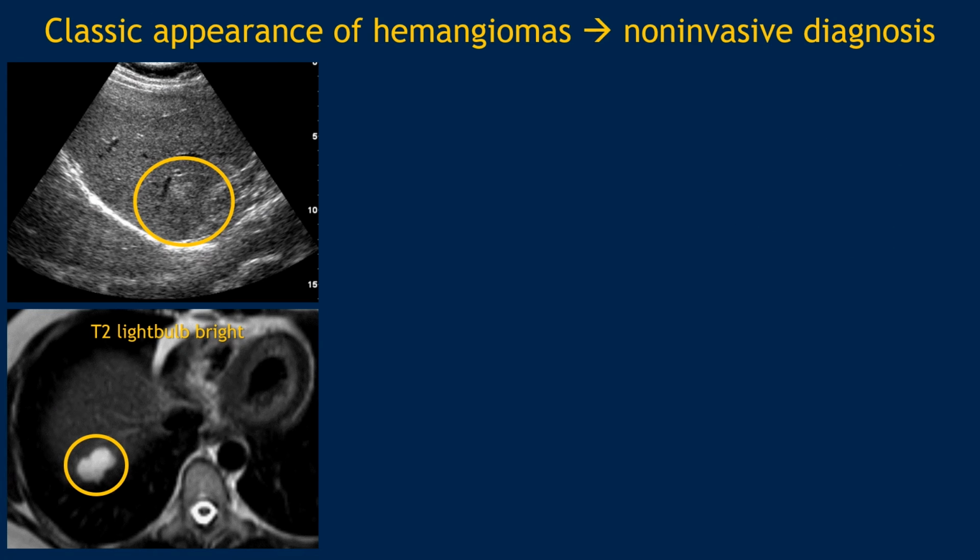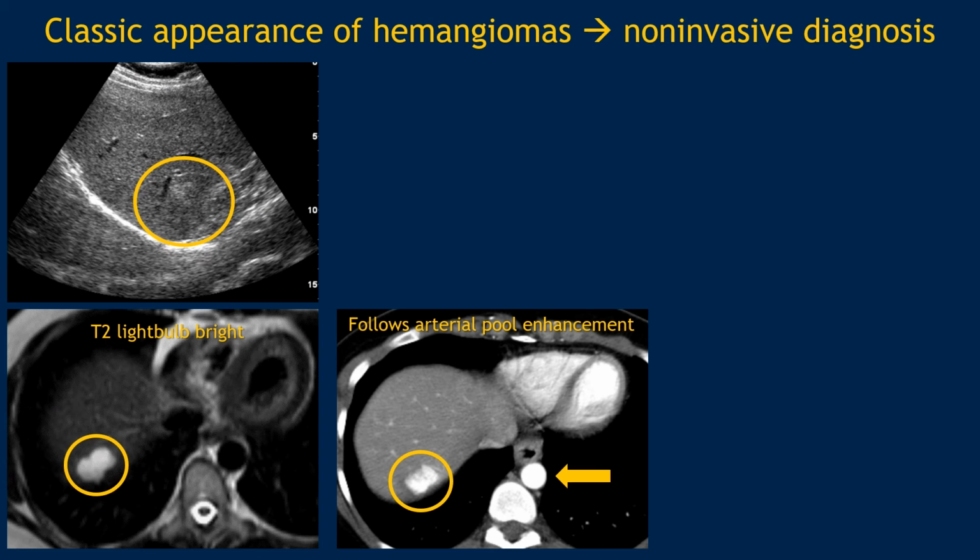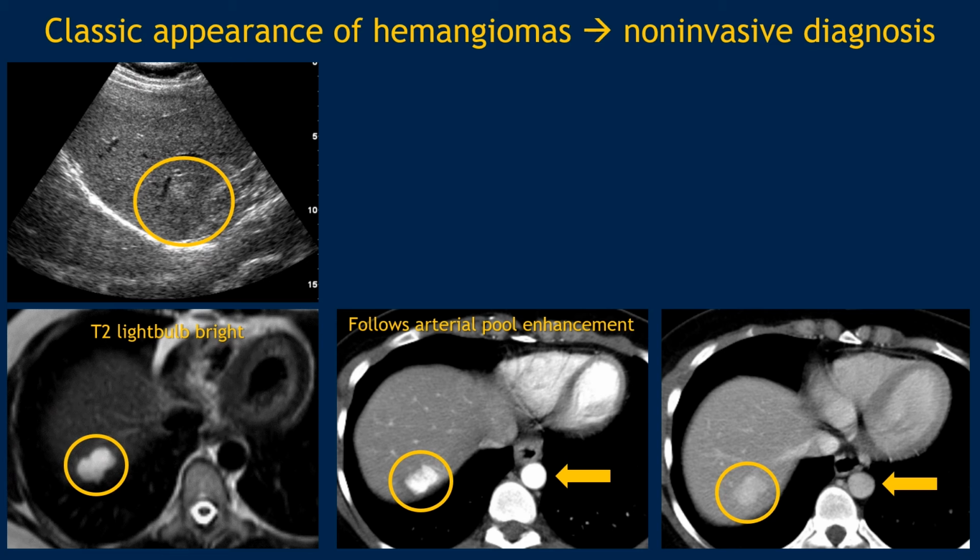Here's a patient who presents with an ultrasound, and there is an iso to mildly hyperechoic mass in the liver. The patient went on for an MRI. We see this T2 light bulb bright lesion. It is demonstrating homogeneous arterial phase enhancement, which follows the blood pool and persists on portal venous phase of imaging.